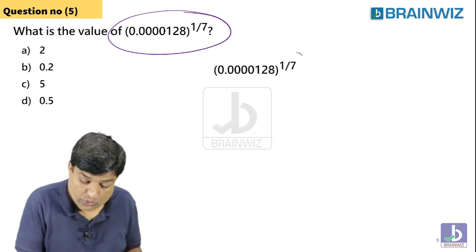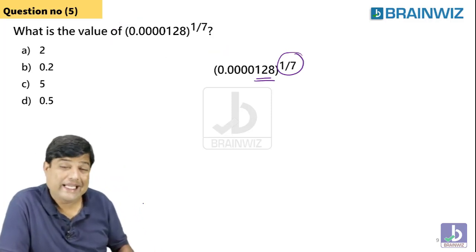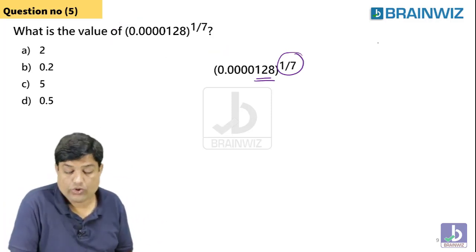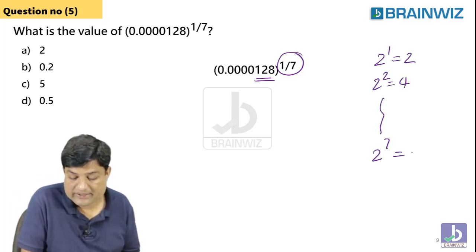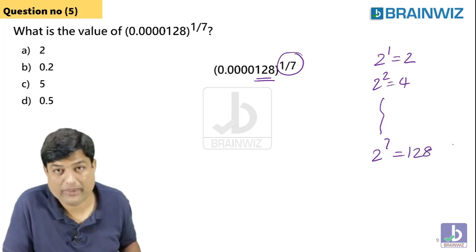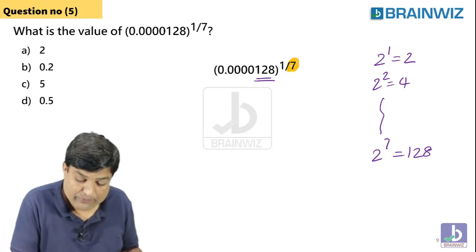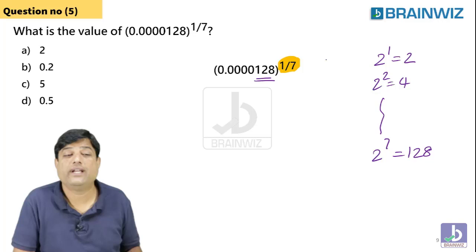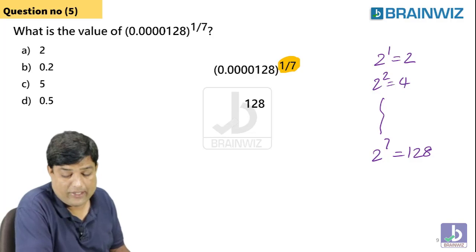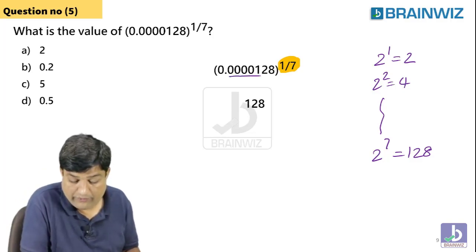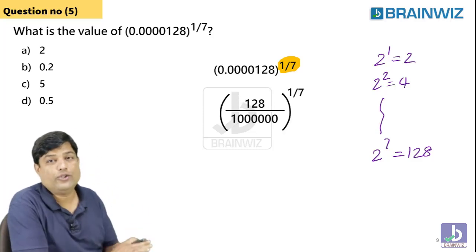Here, as he told, 1 by 7 and 128. Can you make 128 in the power of 2? Yes. 2 power 1 is 2, 2 square is 4, and like this, 2 power 7 is 128. I am taking 2 power 7 because he has given the power of 7. Now, 128 divided by how many decimals are there? 1, 2, 3, 4, 5, 6, 7. So divided by 10 power 7.